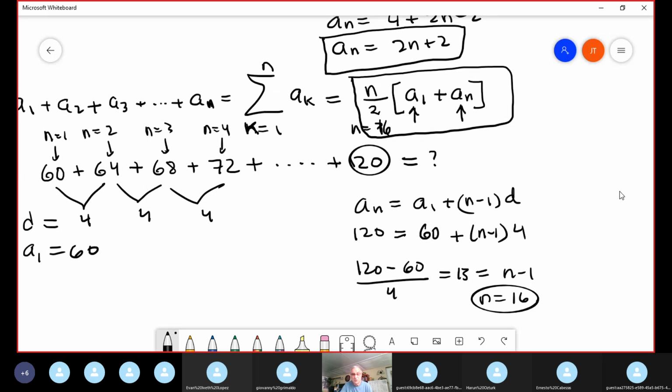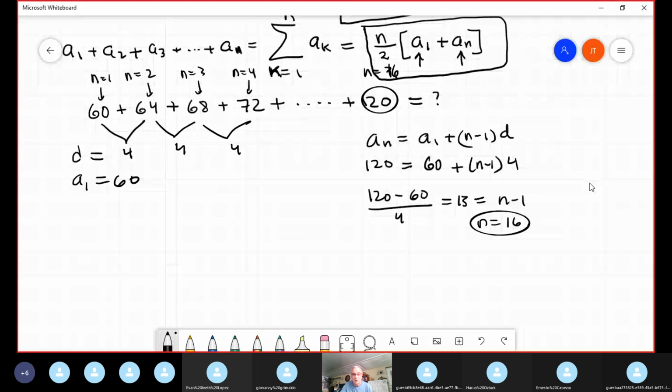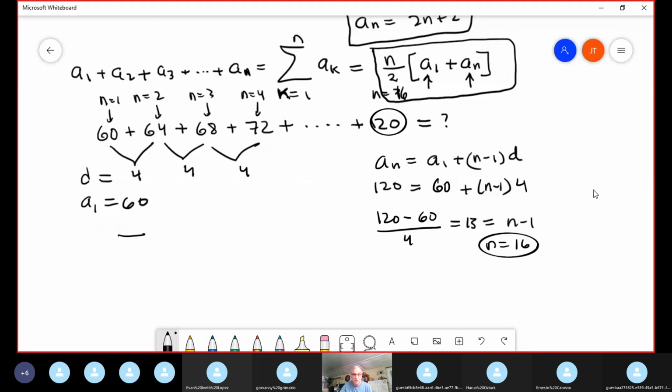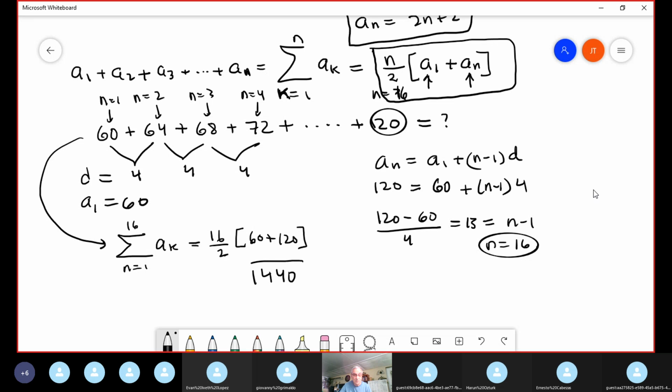And that's it. This is just the beginning. Now I plug into my formula the summation of this specific arithmetic sequence of the A sub k from n equal 1 to 16, because I know that the ending n is 16. The formula is n over 2, parentheses, 60 plus 120. 180 multiplied by 8 is 1440. And that's the final answer.